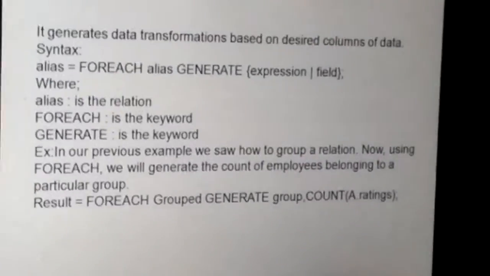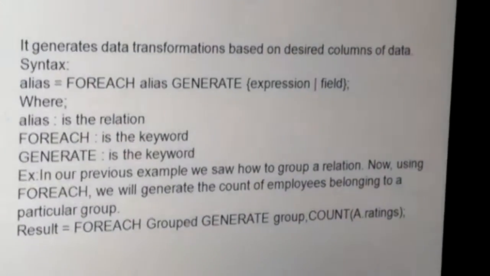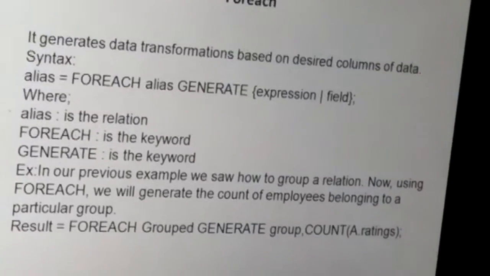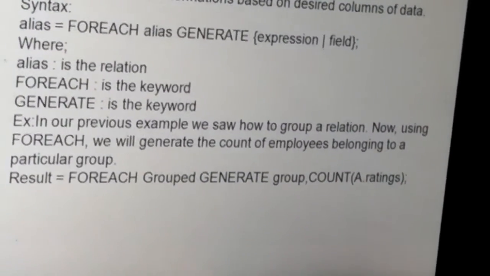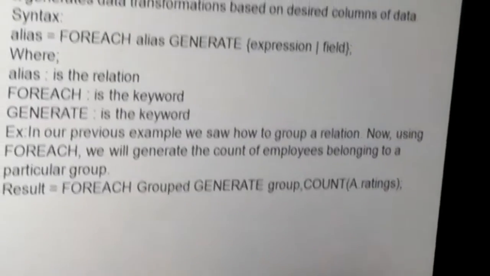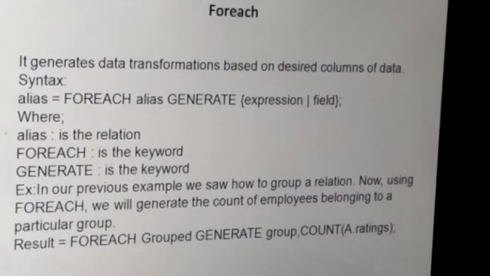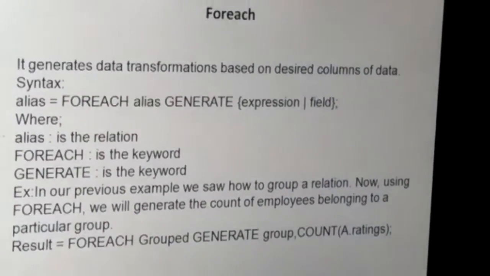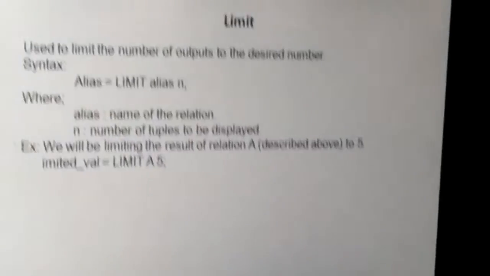Again, hold the result, the group of resulting tuples, under result. For each grouped, then generate group, then count A on ratings or A dot ratings. So this will group the information based on the desired column. So you can say it is like a projection over one field, the required field.